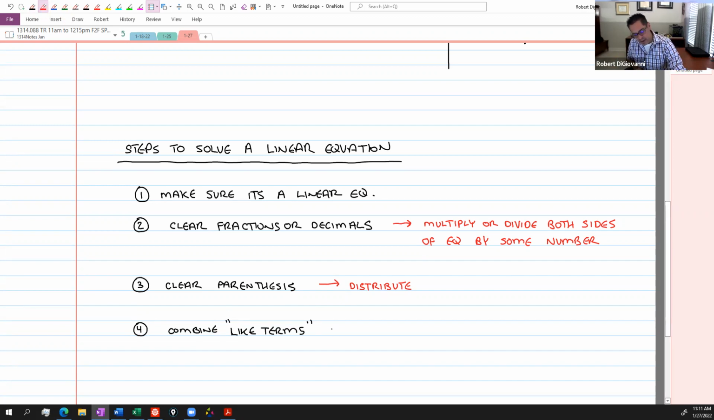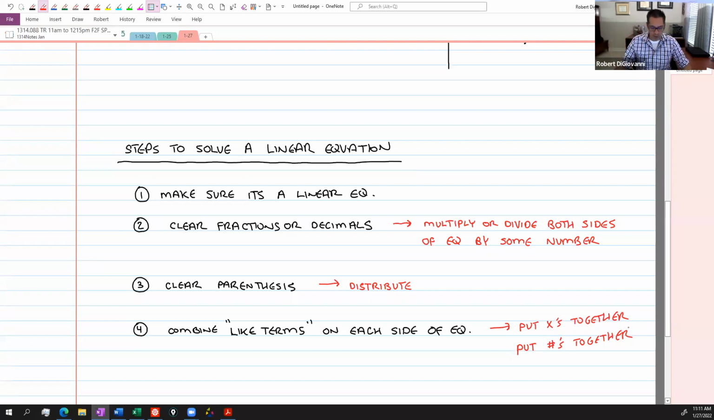Combine like terms on each side of the equation. What we're doing here is putting the x's together, and then putting the numbers together. And we do that on each side of the equation.